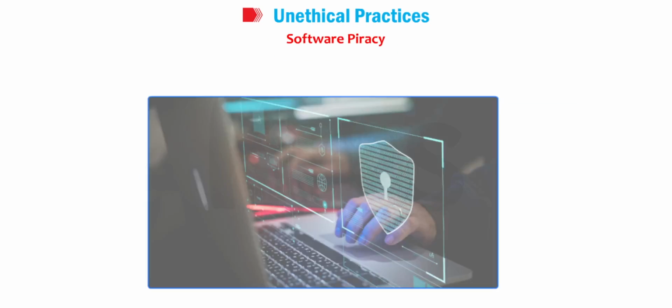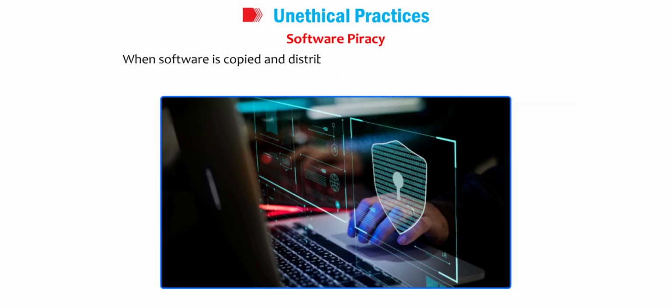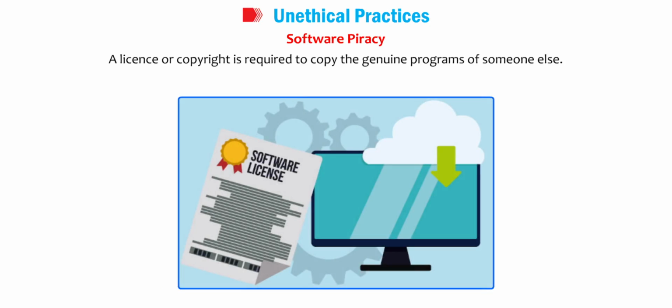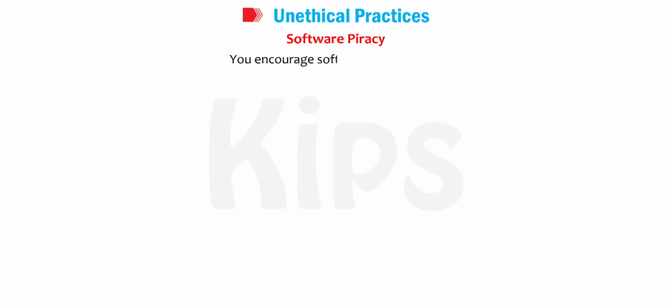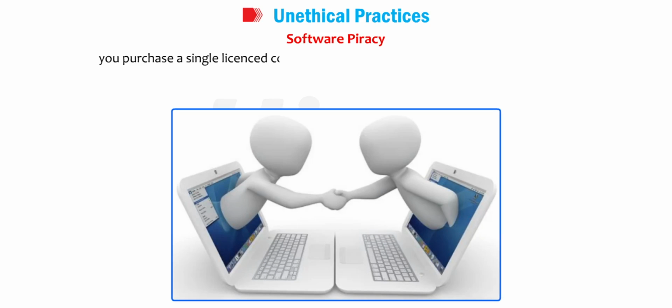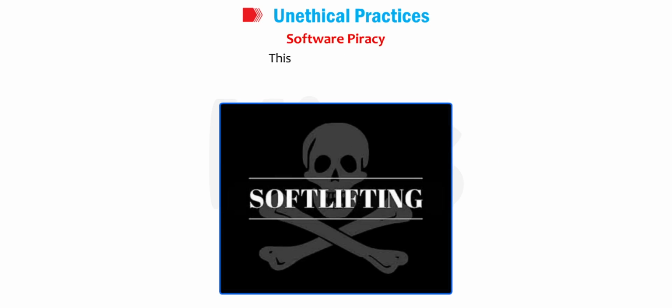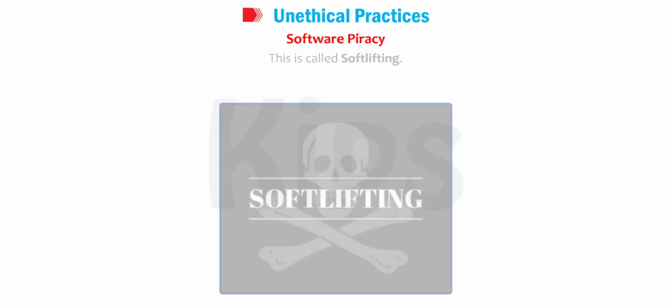Software piracy. When software is copied and distributed illegally, it is called software piracy. A license or copyright is required to copy the genuine programs of someone else. You encourage software piracy when you purchase a single license copy of the software and load it onto several computers contrary to the license terms. This is called soft lifting.